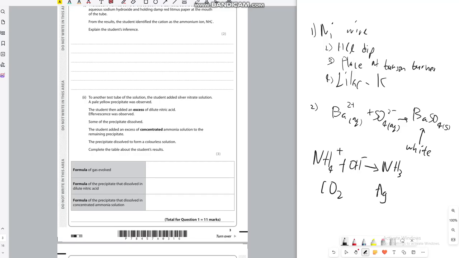Silver carbonate, Ag2CO3, which was the thing which gives out carbon dioxide gas.